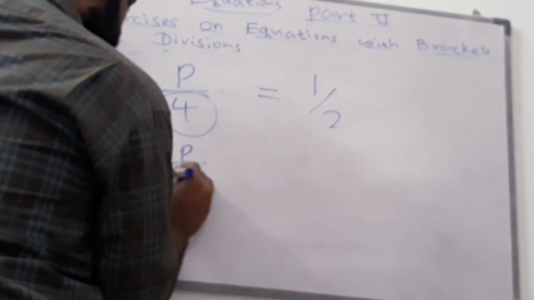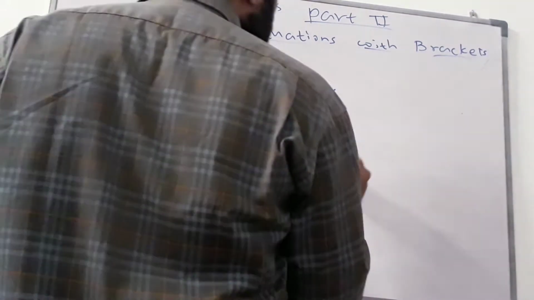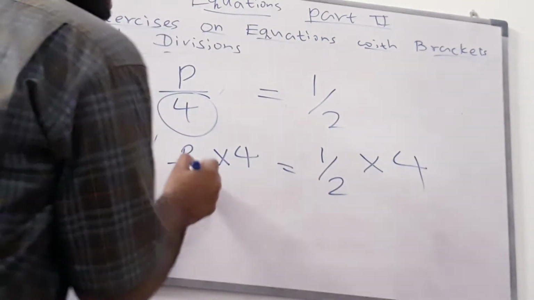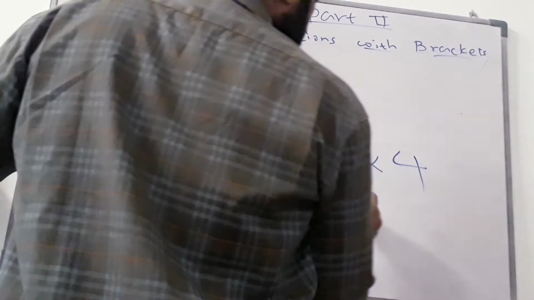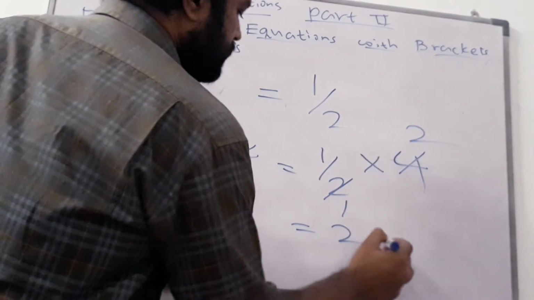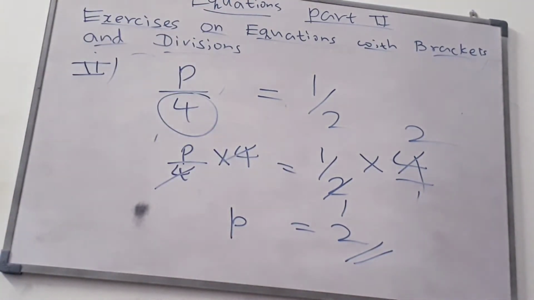So P divided by 4 times 4. If we multiply the term on the left by 4, we have to do the same thing to the right side term as well. So 4 to 4 get cancels. There are two 2's in 4, so P equals 2 times 1, 2. Okay, so it is like that. Next up.